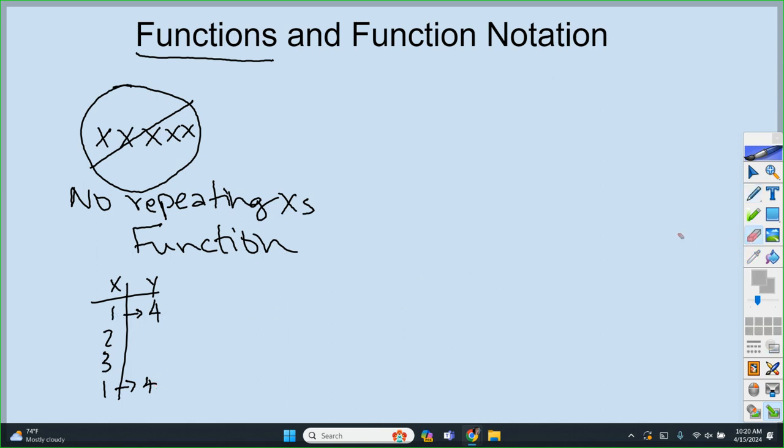But let's say, actually, I'm just going to add a negative in front of that. Let's say this one maps to -4 and this one to +4. This would not be a function because you have repeating x's with different y values. So that's what you're looking for in a table.